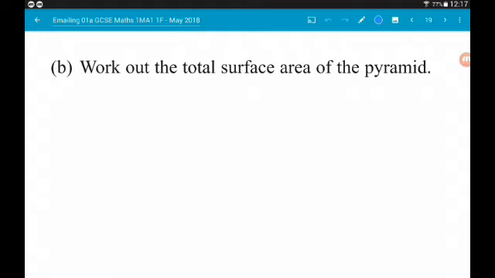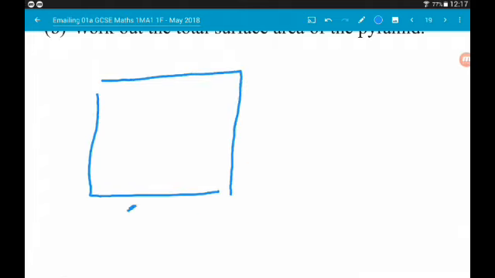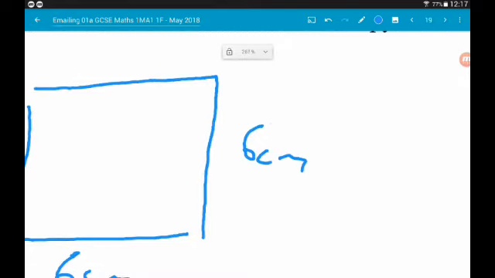Then part B wants us to work out the total surface area of the pyramid. So the surface area means the area of every single face. So first of all, we know the base is a square with side lengths of 6 centimeters. So the area of the base is 6 times 6, which is 36 centimeters squared.